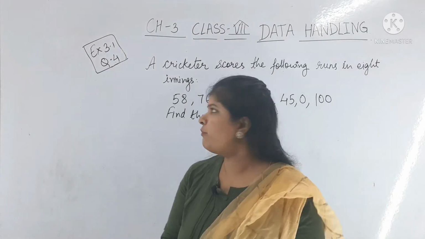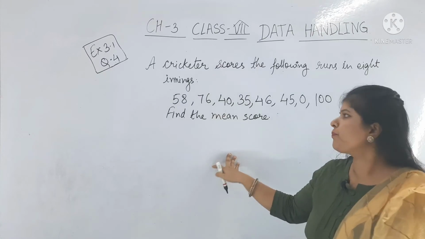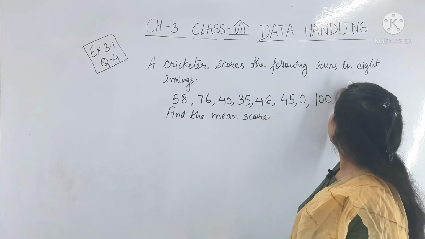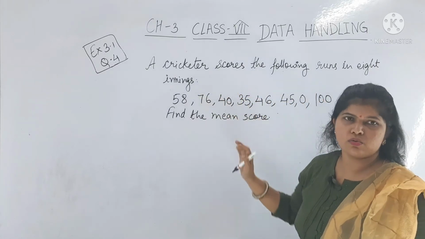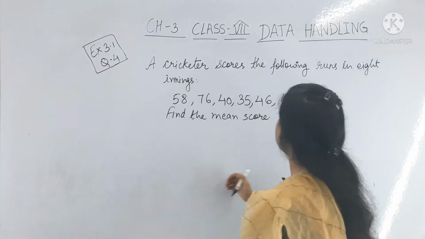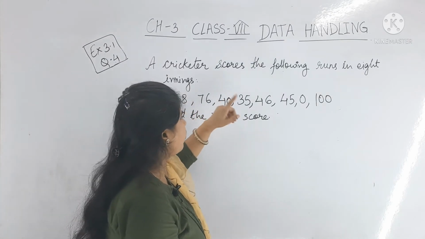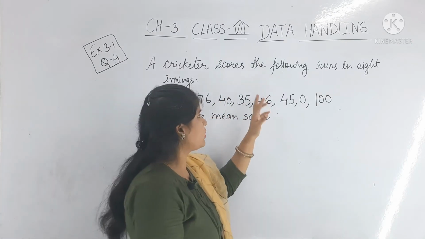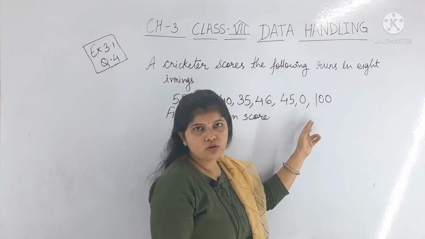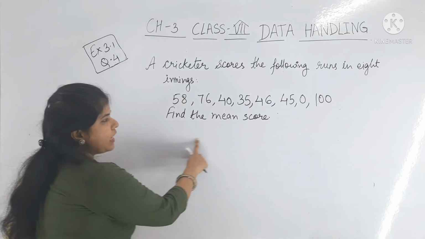Let's do question number 4 here. Here some scores for cricketers are given: 58, 76, 40, 35, 46, 45, 0, 100. They have 8 innings, which means the total number of scores is 8. In the first inning they scored 58, in second 76, in third 40, in fourth 35, in fifth 46, in sixth 45, in seventh innings it is 0, and in eighth innings it is 100. So we have to find the mean score.